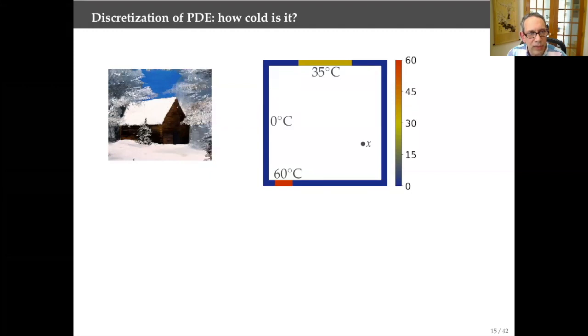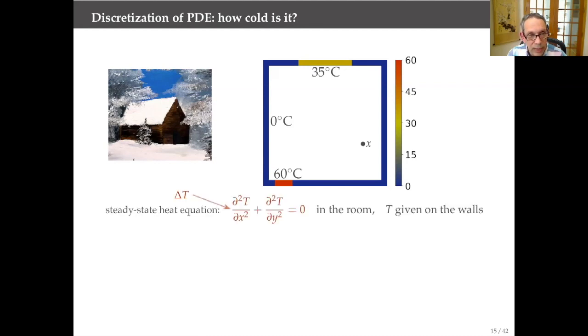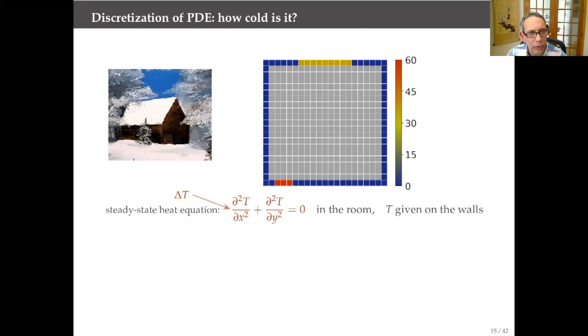And I've imagined we've allowed the temperature to settle down to a steady state, and we want to know the temperature at a given point X. So the way you solve this, discretize this, is you write down the PDE, which is this one. It's the Laplace equation. It can be obtained by conservation of energy and Newton's law of heat flow. And then you take the room and you cut it into a grid.